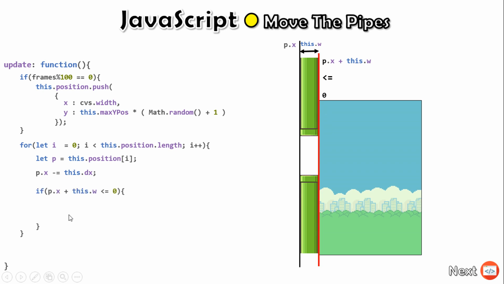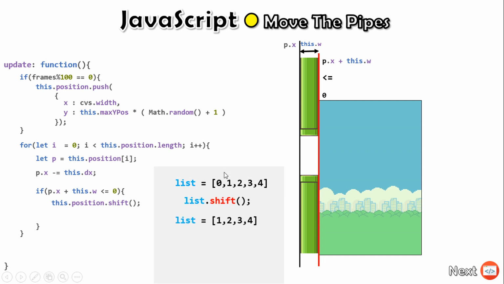So I'm going to add an if statement here and then use the shift method. What the shift method will do is remove the first element of our array, because the first pipe that we created is the first element in our array. Then if the pipe goes beyond our canvas, it means that there was no collision between it and the bird, which means that the player gains a point, which means we need to increment the score by 1.